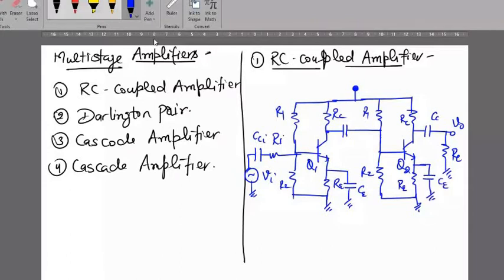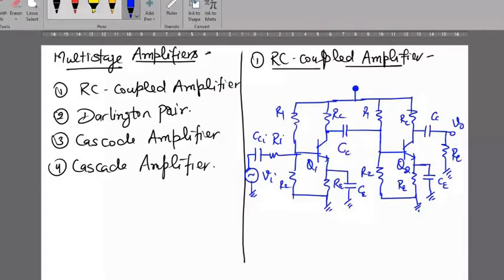Now can you make this circuit by yourself? This is very easy. We have taken two potential divider biasings and connected them together. The output of the first amplifier is given to the input of the second amplifier. This is the only difference. I don't think there is any problem.